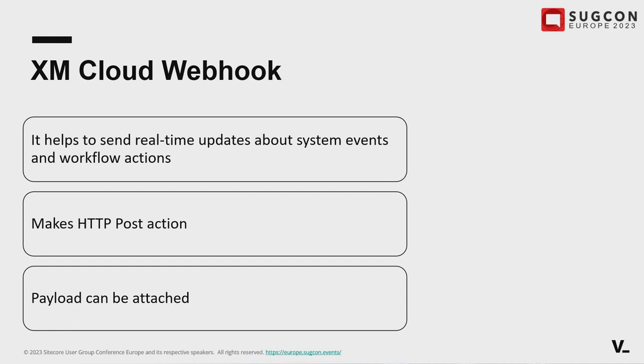So what is a webhook? It basically helps us to send real-time updates about system events and various workflow actions happening within the system to the third-party services configured. Whenever the webhook gets triggered within the system, it's going to make an HTTP POST request to the endpoint configured. As it is like an API request, it is possible for us to attach a payload of different types like JSON, XML, etc.